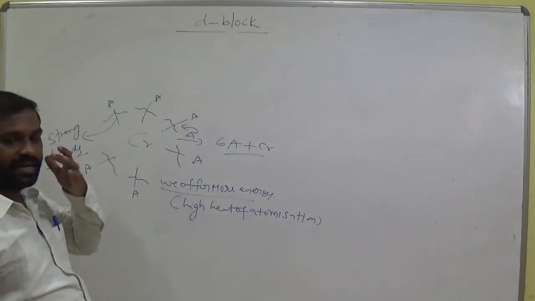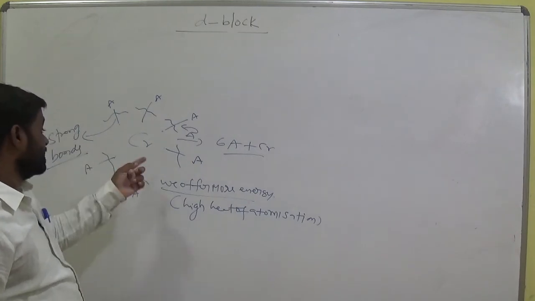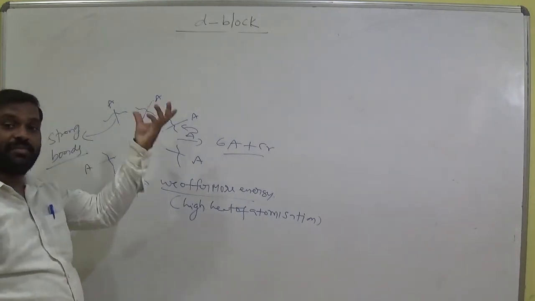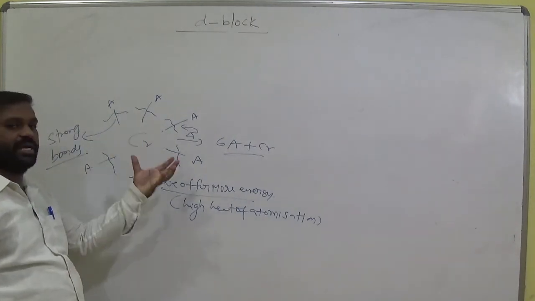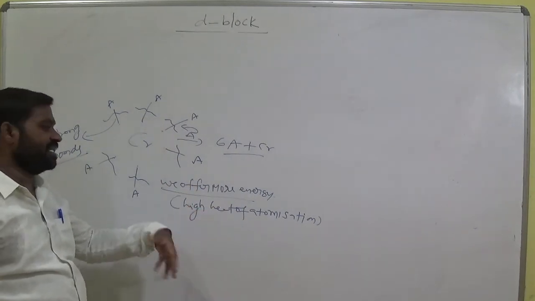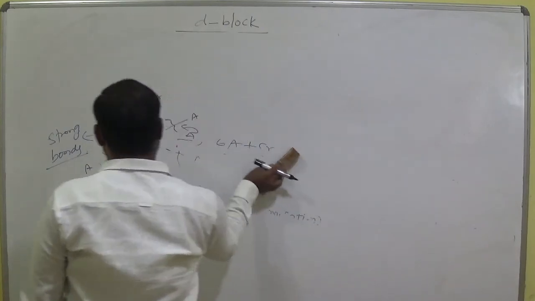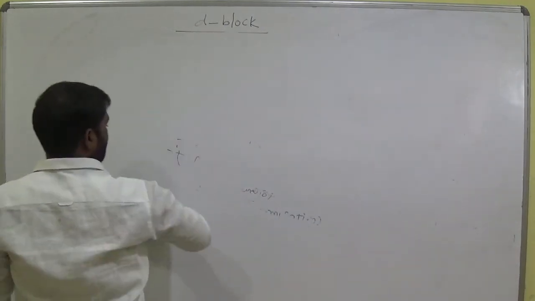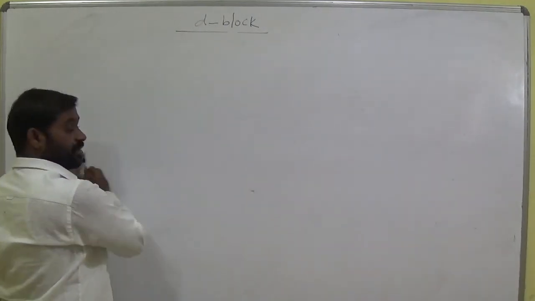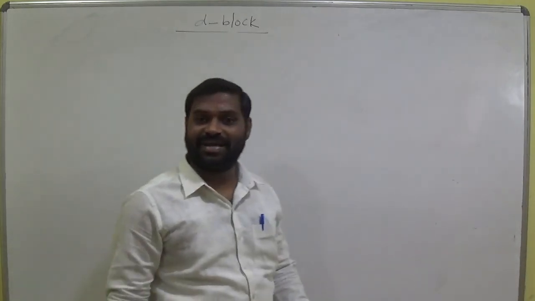So more number of electrons are available, then that atom can form more number of bonds. So we offer more energy to break the bond. So heat of atomization is high. Okay, so that is the reason why chromium has maximum heat of atomization among 3D transition elements.